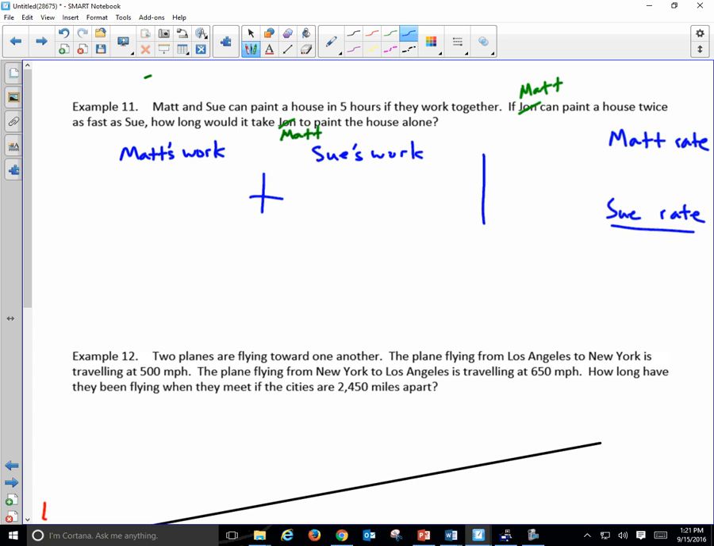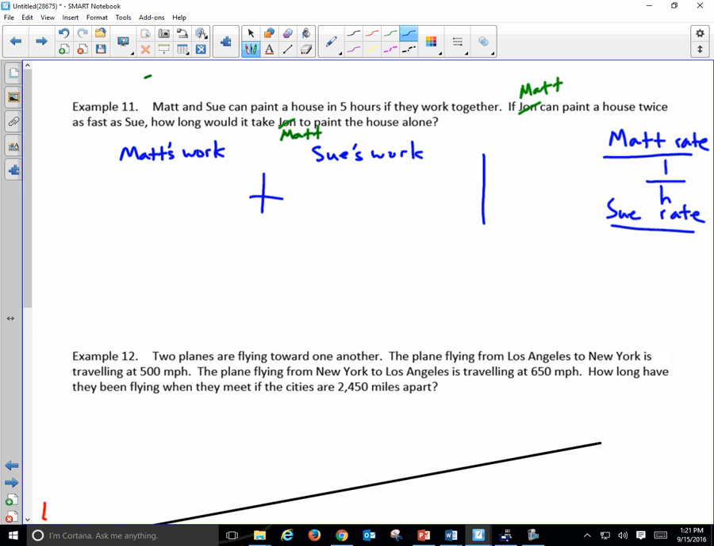Well, I know how much time it takes them. It takes them five hours. But I need to write an expression for the rates. I'm going to start with Matt's rate. I'm going to say that Matt paints one house in h hours.